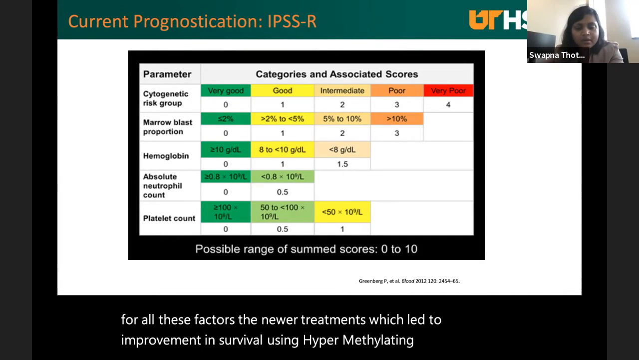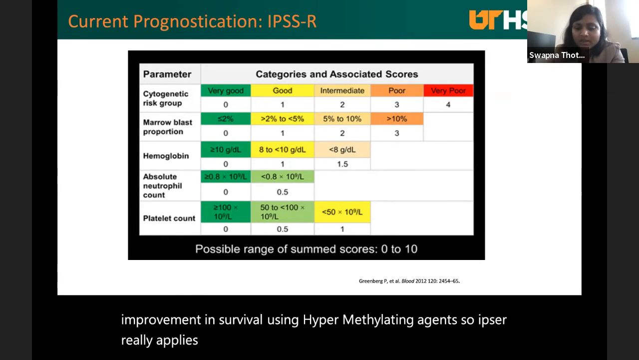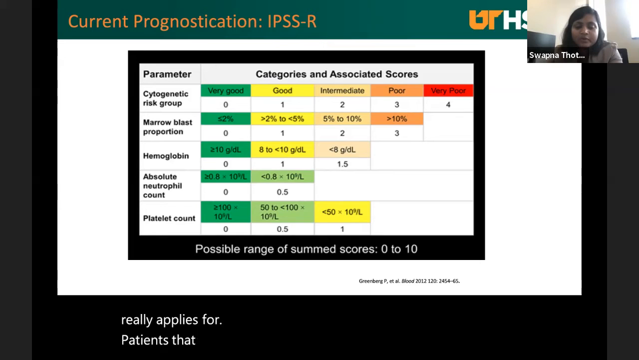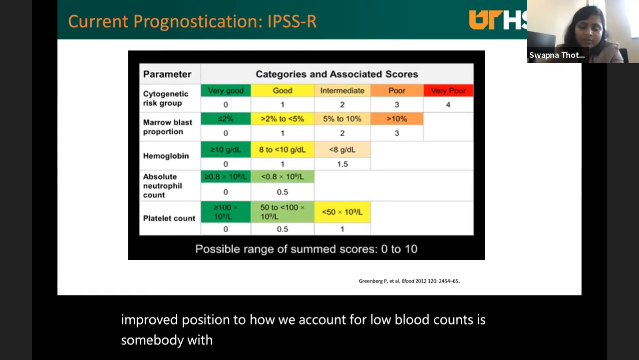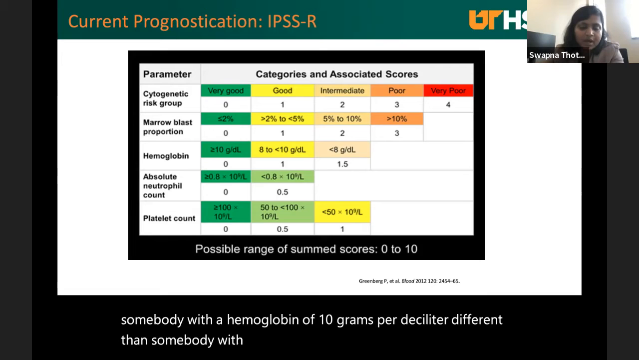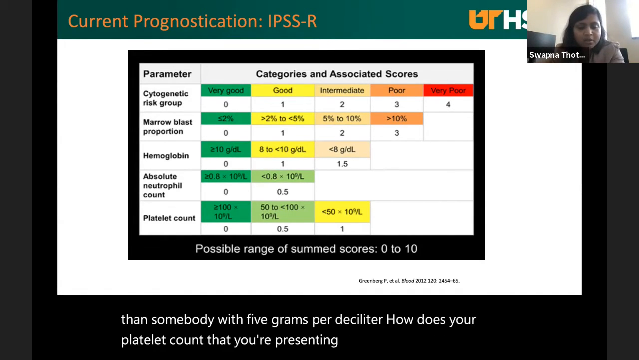So IPSS-R really applies for patients that are seeing more recent treatments and has an improved precision in how we account for low blood counts. Is somebody with a hemoglobin of 10 grams per deciliter different than somebody with 5 grams per deciliter? How does the platelet count that you're presenting with impact the longevity that you have with this diagnosis?